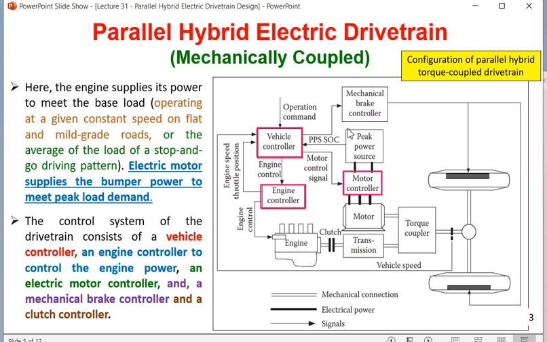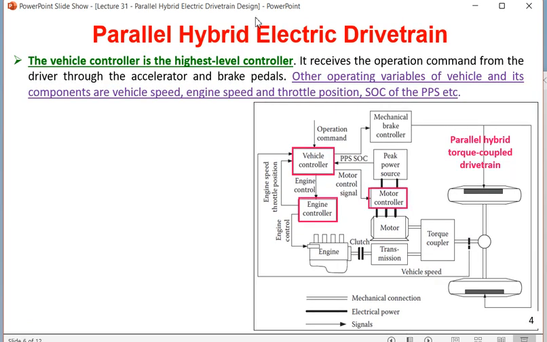In this diagram, whenever you are drawing in the exam, you show this mechanical brake controller also in the control domain. So there are mainly four controllers: the main vehicle controller, and under it the engine controller, motor controller and mechanical brake controller, which will be functioning. The vehicle controller is the highest level of controller. I told you this is the master control, and the remaining three are the slaves.